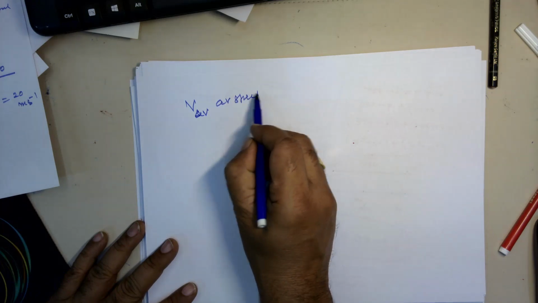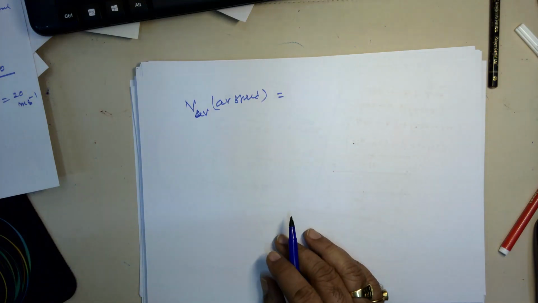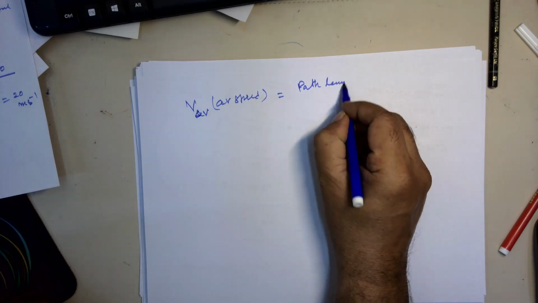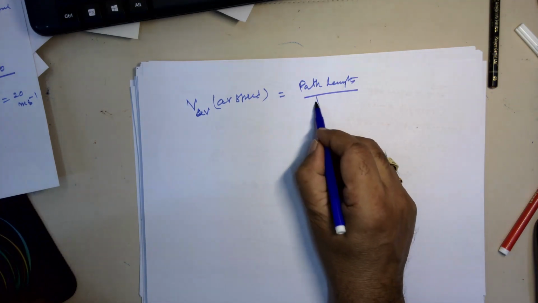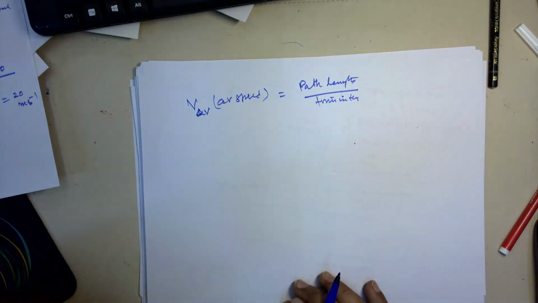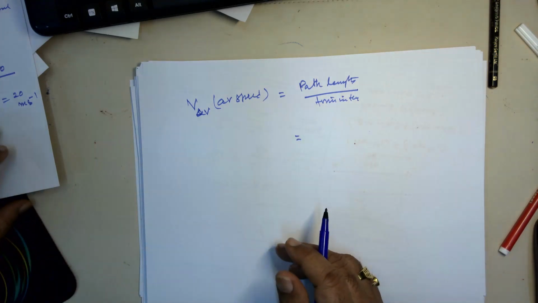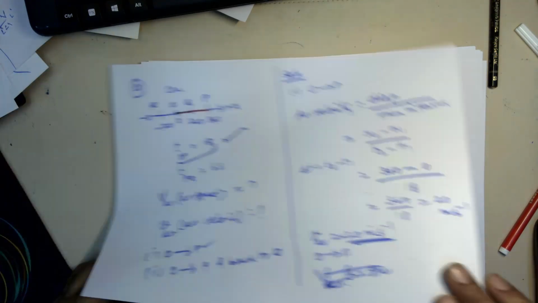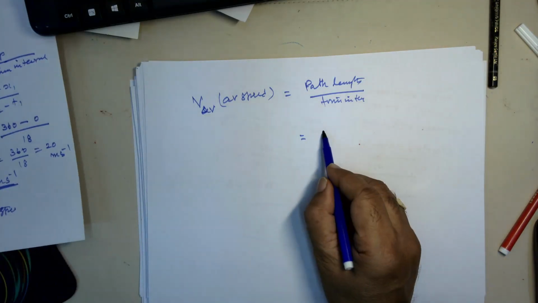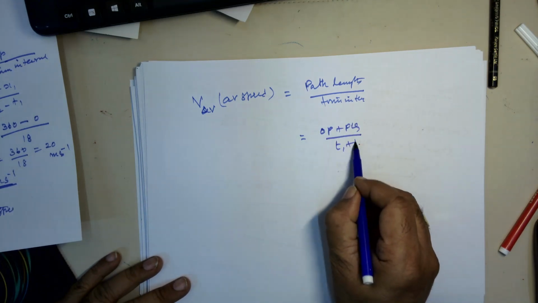Average speed. Now it is equal to total path length divided by total time. That is the time interval here also. When I say total time, it is nothing but the time interval in this case. So here also, what is the total time? OP plus PQ, that is O to P, then P to Q. So OP plus PQ divided by T1 plus T2.